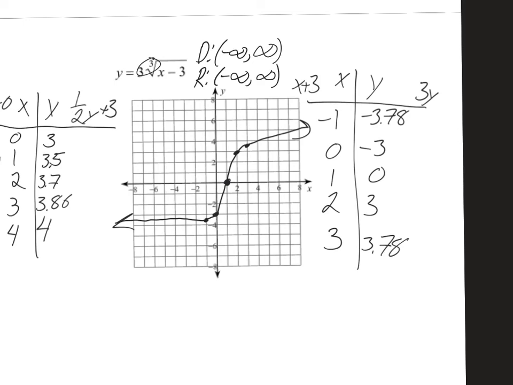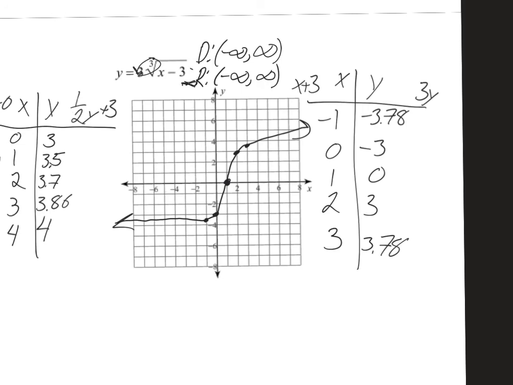For my y's, it's ay plus k. So a was 3, and there was no k. There's nothing at the end over here. So I just multiplied everything in the y's by 3. So that gave me -3.78, -3, 0, 3, and +3.78. Looking at this, it looks like an S, so that's great.